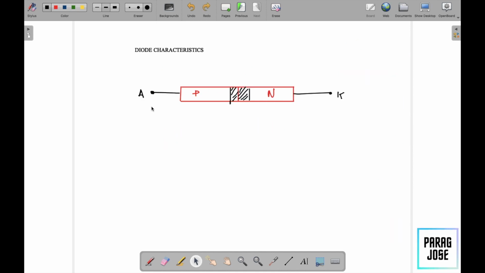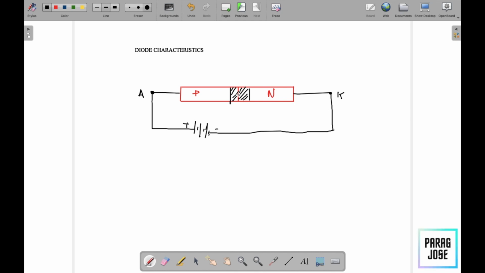Now we'll be analyzing the diode characteristics. To analyze the diode characteristics, we'll be using a DC source. So what I'm going to do is connect the anode to a DC source. The anode will be connected to the positive of the DC source, while the cathode will be connected to the negative of the DC source. This condition will do what?